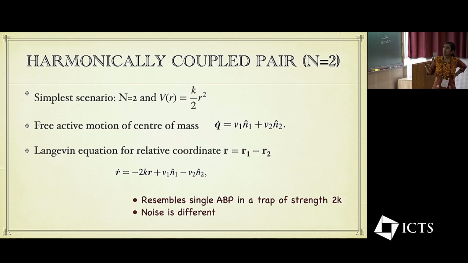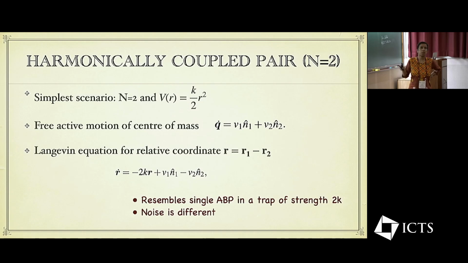So let's first take the simplest scenario: 2 particles coupled harmonically. This is my potential, and we look at the evolution of the relative coordinate. The center of mass, of course, evolves freely like an active particle, but we look at the separation degree. If we look at the separation degree, the Langevin equation is this. So we have the attraction term. This is like a single particle moving in a trap of strength 2K. And then there is a noise.